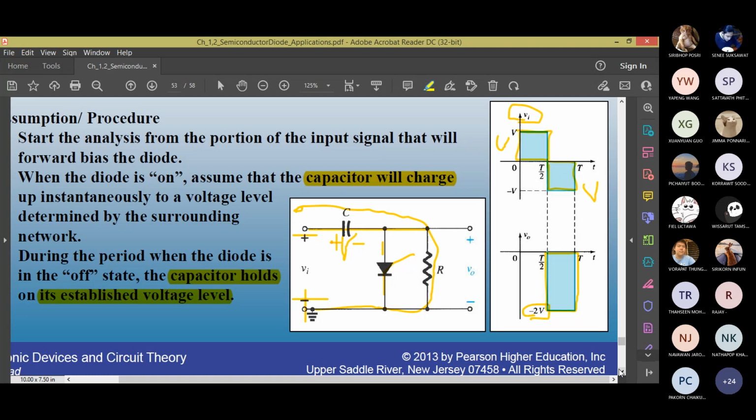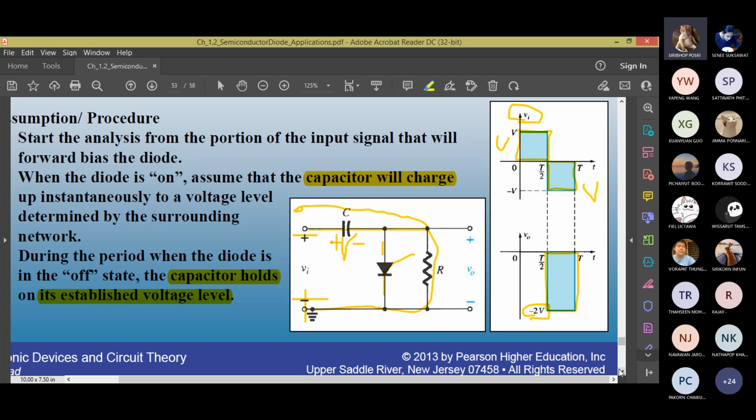Today, I'll leave it at this. The next class, we can do clamper problems and then go deep into Zener. Then this chapter is finished and you're going to get homework next Tuesday. Did you have any question about the clamper?